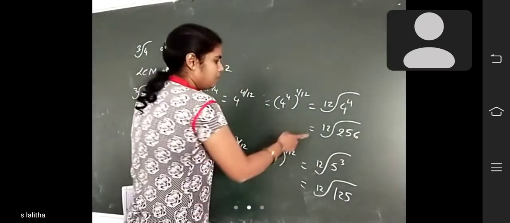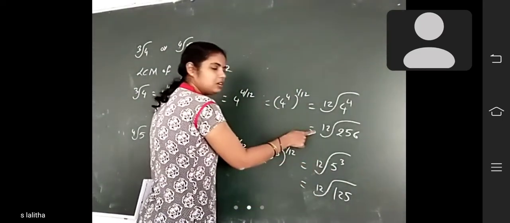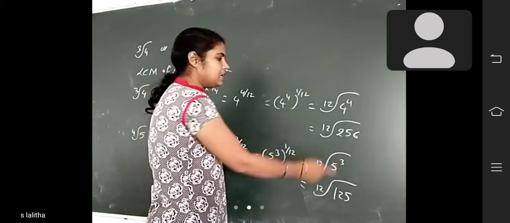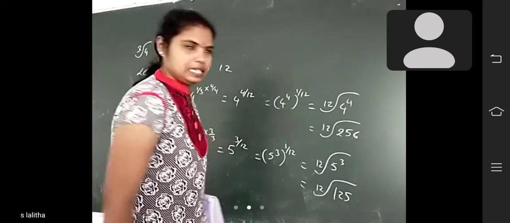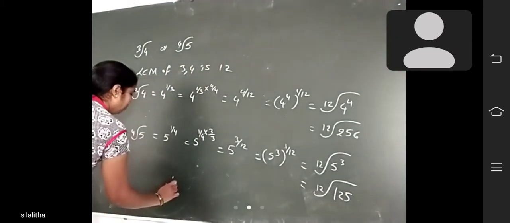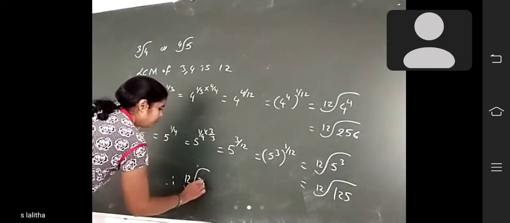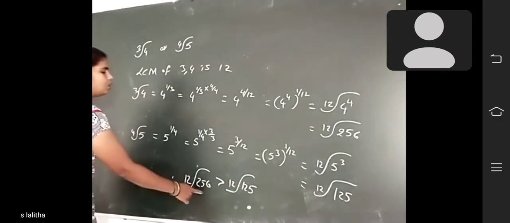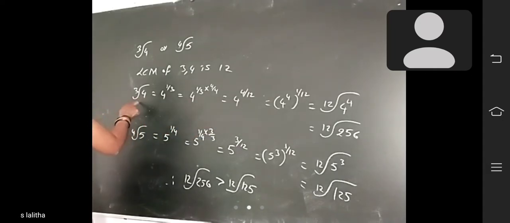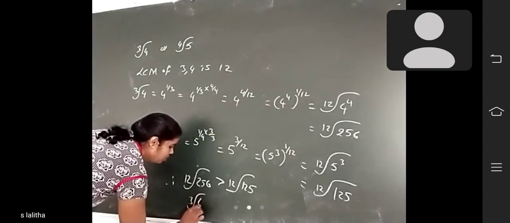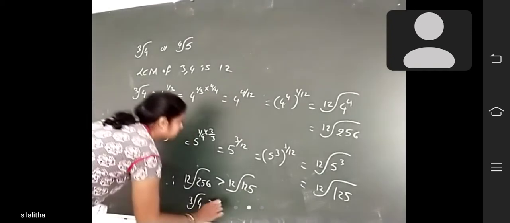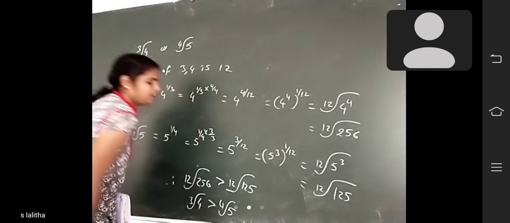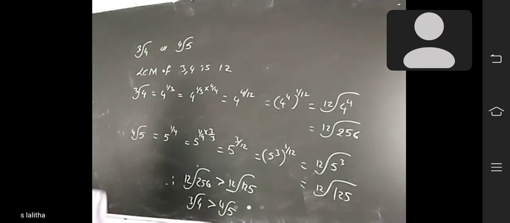Now which one is greater? Here see, are both surds of the same order or not? 12th root here, here also 12th root. Now which one is greater? The 12th root of 256 is greater. So therefore the 12th root of 256 is greater than the 12th root of 125. The 12th root of 256, what is that one? Cube root of 4. So the cube root of 4 is greater than the 4th root of 5. Did you understand? Like that you should compare.